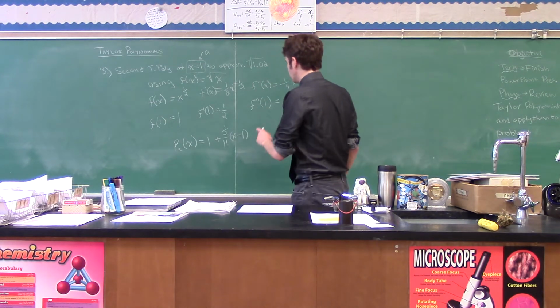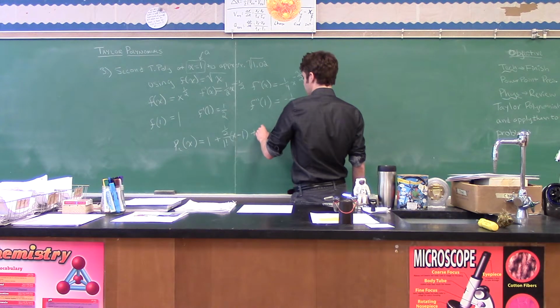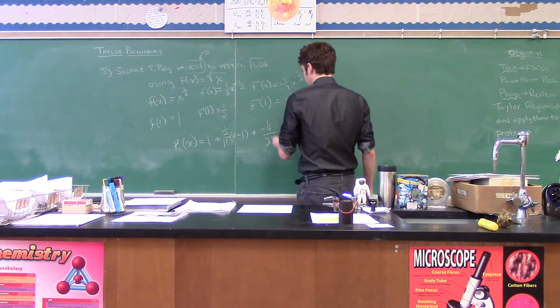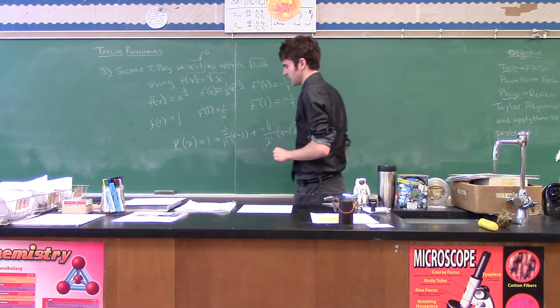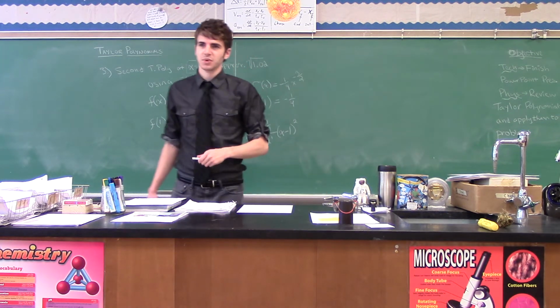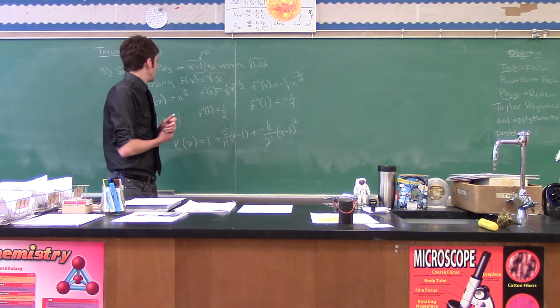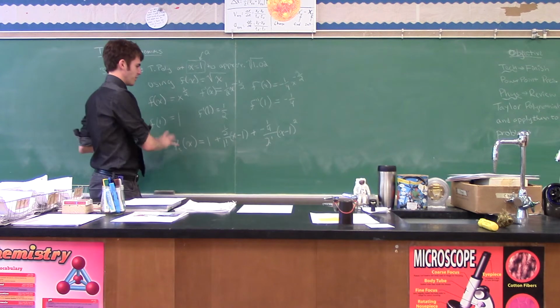Okay, so let's keep building on this. Then we'll have minus 1/4 over 2 factorial times x minus 1 squared. So we've taken it out to our second term now. All right, so this is our second Taylor polynomial at x equals 1.